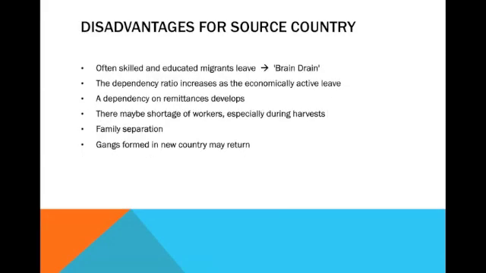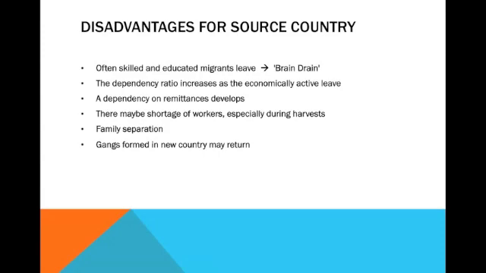Yeah. But there are some problems for the country that has all the people leaving. So the source country, which is a country where the people leave from, where they emigrate from, some problems would be that often the skilled and educated migrants will leave, which we call a brain drain, such as the Berlin Wall, in history, when the people were leaving from Soviet Germany to Western Germany, and they called it a brain drain because all the smart people would leave. So, yeah. Also, the dependency ratio increases as the economically active leave. Okay? So, we said that economically active are the people between the ages of 16 and 65, so the working people.